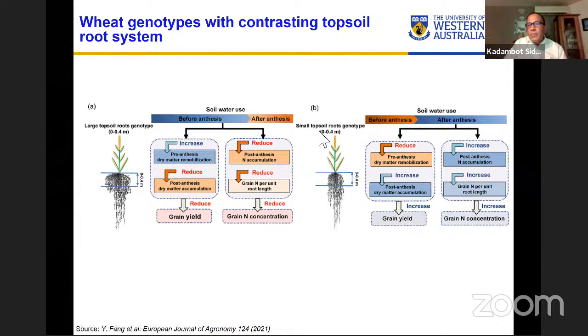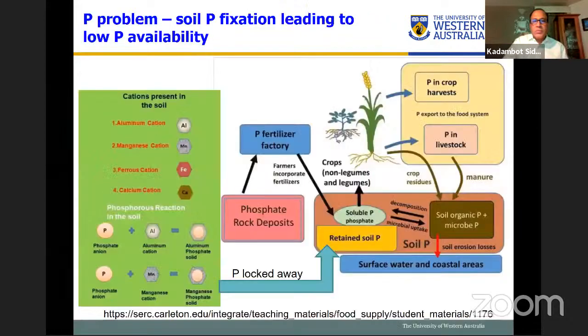As opposed to that, if you have a small topsoil root genotype, as I showed earlier, they can have more post-anthesis dry matter, more grain yield, and also better nitrogen concentration. So these were studies done in the glasshouse, then testing that hypothesis. It clearly shows that modification of the root system for a particular environment in the low rainfall plateau has produced more yield and better nitrogen use.